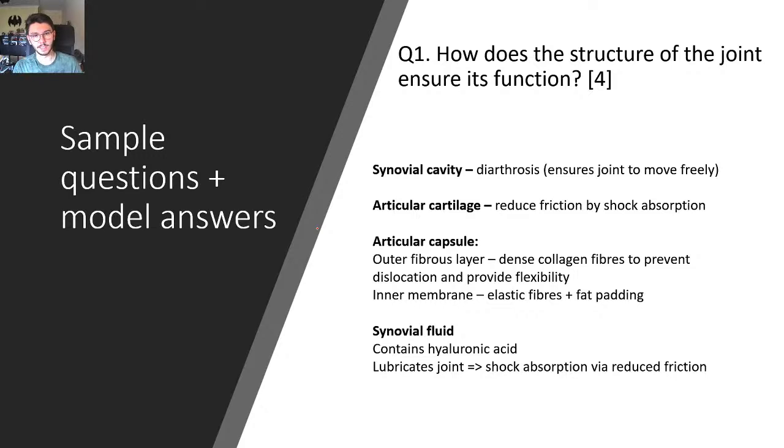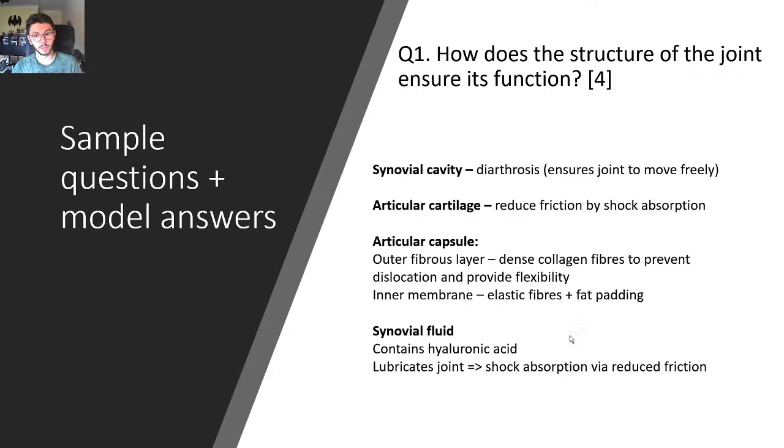Outer fibrous is dense collagen fibers, and they prevent dislocation, improve flexibility, and they're attached to the periosteum, and they thicken the continuation of the capsule. And eventually this capsule and this fibrous layer becomes a ligament. Now this ligament is of great tensile strength, and it ensures that we can have heavy loads on our joints. Inner synovial membrane is composed of elastic fibers and fatty padding. So some joints might have extra adipose tissue, like the knee. This is where bursae can come in as well.